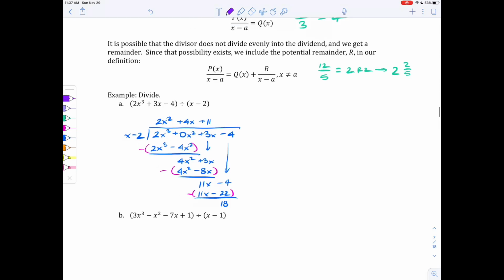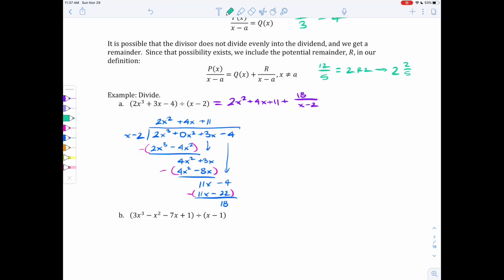So as my final answer for this, I'm going to say that 2x cubed plus 3x minus 4 divided by x minus 2 is the whole part, which is right here. So it's 2x squared plus 4x plus 11. And I'm going to add the remainder divided by that divisor. So plus, the remainder was 18, and we were dividing by x minus 2.